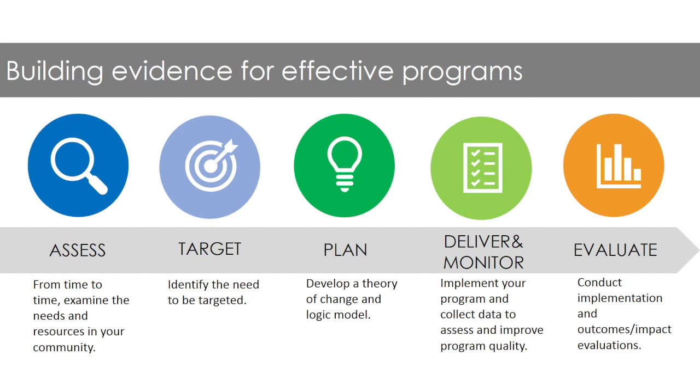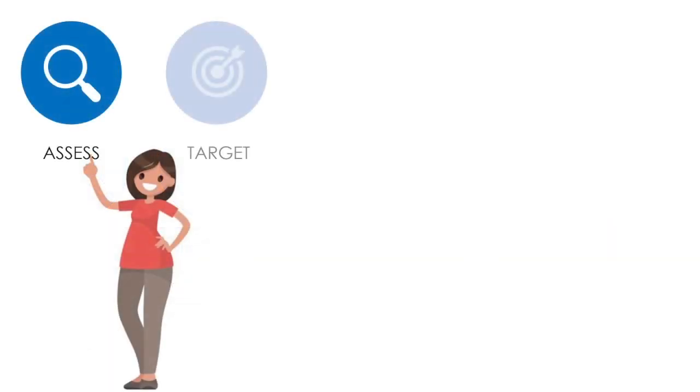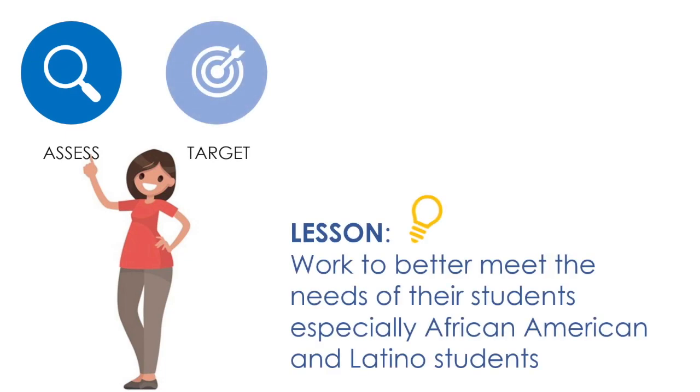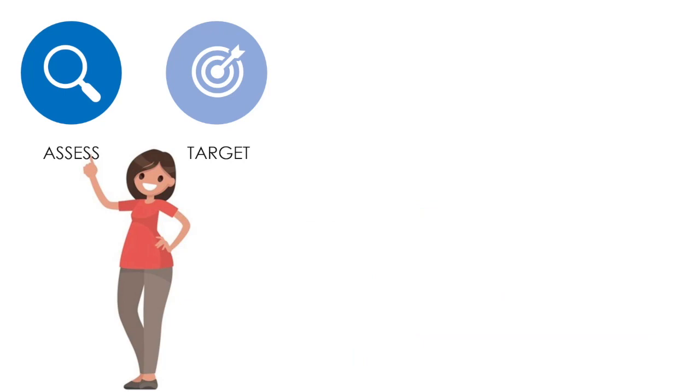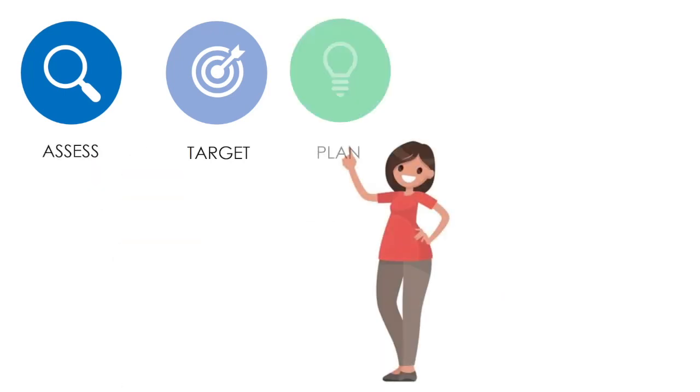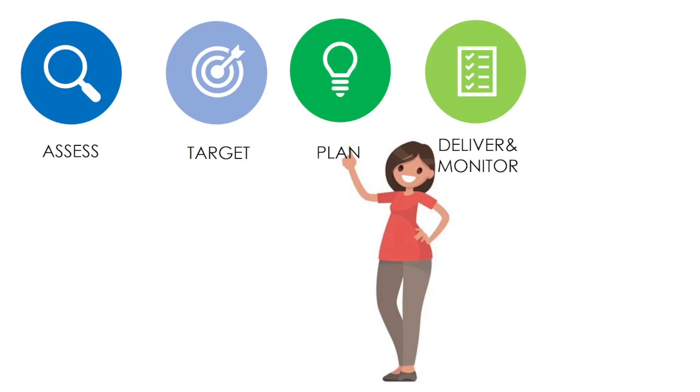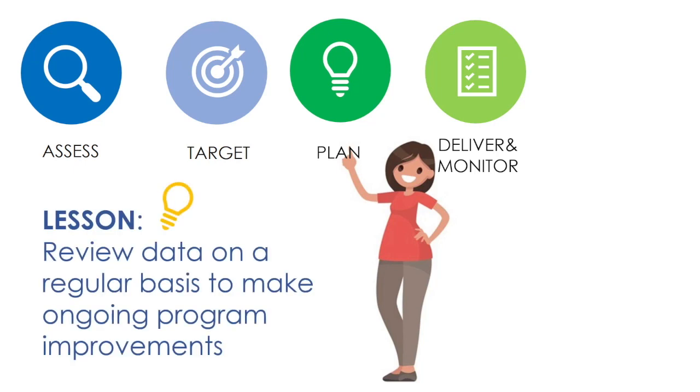Let's look back at what Maya has accomplished so far on her journey to meet the needs of students in her community. In steps 1 and 2, working with the community, Maya and her team learned that they needed to do a better job of meeting the needs of their students, especially African American and Latino students, who they learned tended to have lower test scores than their white peers. In steps 3 and 4, they made changes to their theory of change and logic model to better support African American and Latino students. Then, they decided what data they would collect to monitor the quality of their program and track outcomes. They made sure to review the data on a regular basis to make ongoing program improvements.